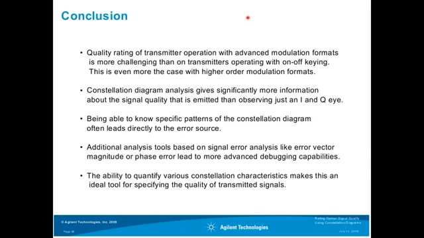The ability to quantify various constellation characteristics makes this an ideal tool for specifying the quality of the transmitted signals. You have seen during the various examples that I could really name the values of the distortion. For example, we had the quadrature error with nearly 3 dB of error. And this color description of the constellation diagrams is a very powerful tool to describe the performance of your transmitted signal, either in the lab or for specification of the transmitter, for example.